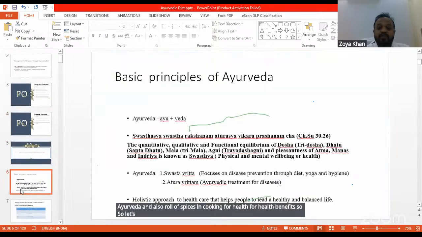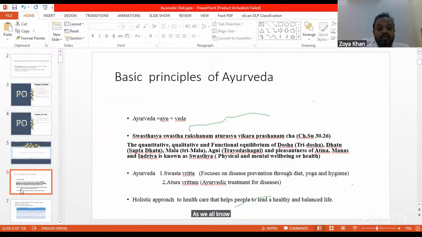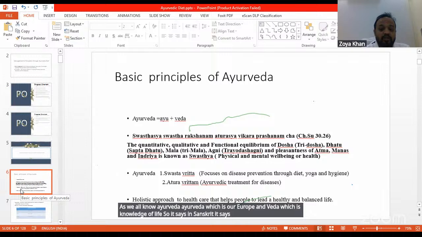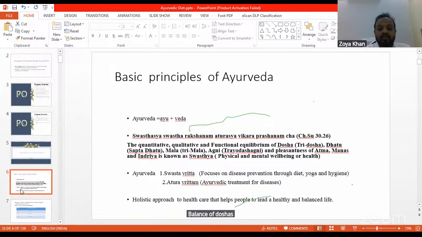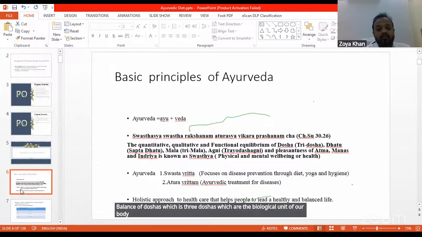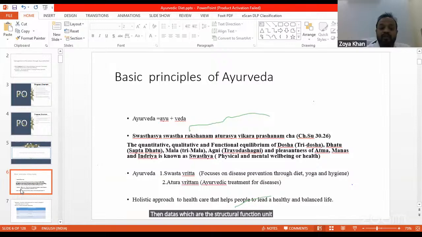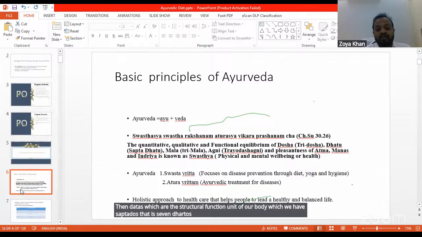So let's understand the basic principles of Ayurveda. As we all know, Ayurveda is Ayu and Veda, which is knowledge of life. As per the Charaka Samhita, it says in Sanskrit, swastasya swastha rakshanam aturasya vikara prashamanascha, which is the quantitative, qualitative, and functional equilibrium. Equilibrium means balance of doshas, which are the biological units of our body that maintain the dhatus and malas: Vata, Pitta, and Kapha. Then dhatus are the structural functional units of our body; we have sapta dhatus, that is seven dhatus, and three malas. Then Agni, which is thirteen Agni, and pleasantness of Atma, Manas, and Indriya is known as Swastha, which is physical and mental well-being or health.